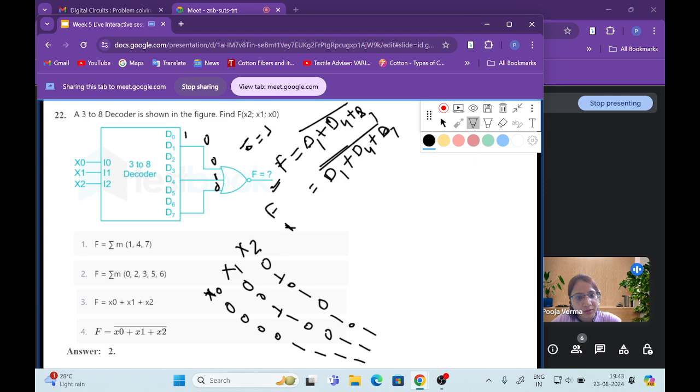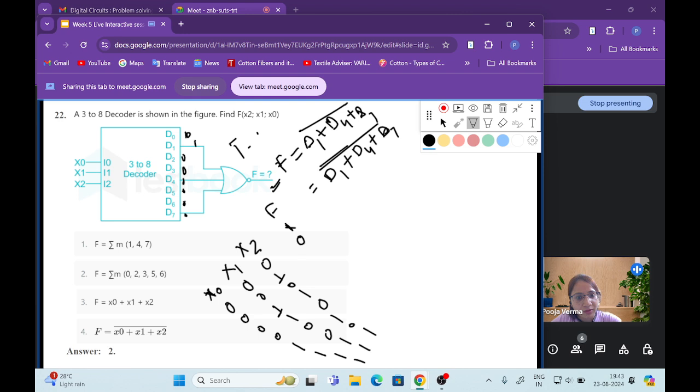Now see the next combination. So I am removing it here. So for the next combination 0, 0, 1, that means D1 will be 1 and all other bits are 0, right? From the truth table, 1, 0, 0. So you will get 1. So F will be 1 dash. So 1 dash will be 0, right? Here at this position we will get 0.